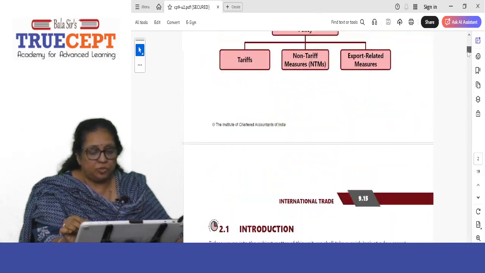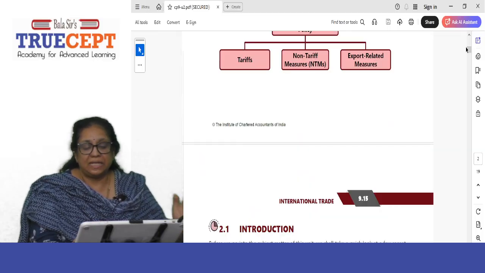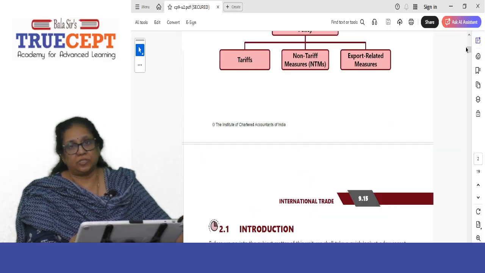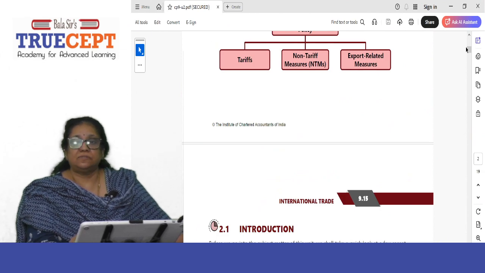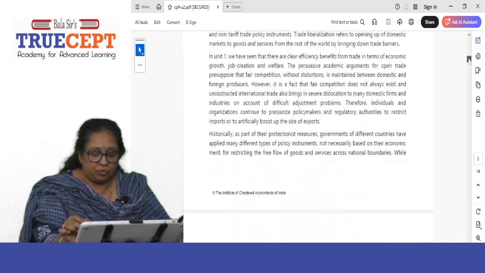The only difference you would have to know between tariff and non-tariff measures is that in tariffs, money is involved. Non-tariff measures are more based on qualitative or quantitative restrictions. Those are the only differences you will probably need to know.